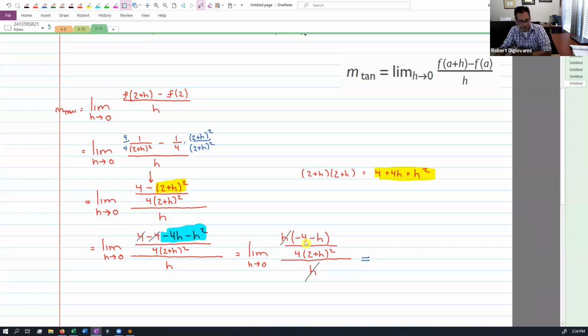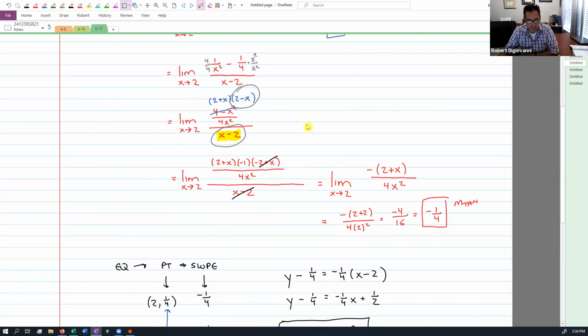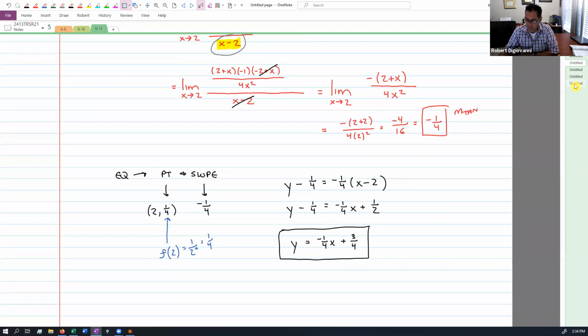If h goes to 0, we get minus 4 on top. And on the bottom, if h is 0 here, you get 2 squared, which is 4, and then 4 times 4 is 16. And that gives you negative 1/4. That's just our slope, and then we just plug that in and work the equation. So that's exactly what we got when we did it the other way, right? Yep. When we did it this way, we got negative 1/4, and we continue.